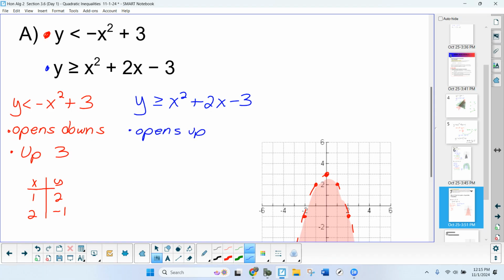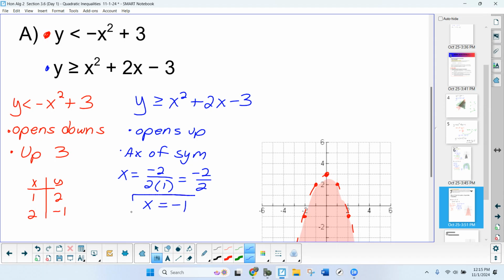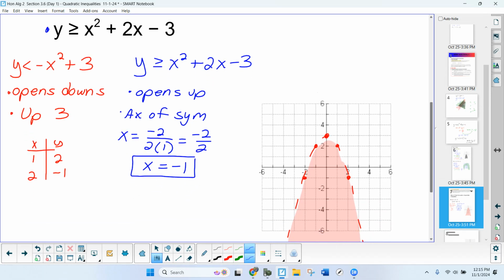Opens up. I'm going to find the axis of symmetry. So I'm just going to do x equals opposite of b over 2a. What's the opposite of b? -2 over 2 times. Okay, what's 2 times 1? And what's -2 over 2? We keep getting the same axis of symmetry, don't we? It's x equals what? -1. So I'm going to very lightly come over here and do my axis of symmetry.